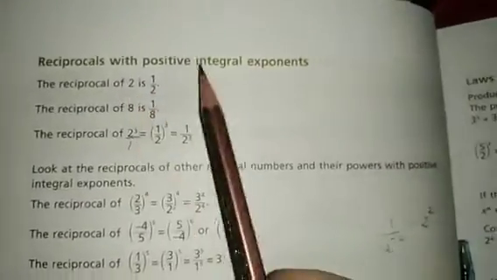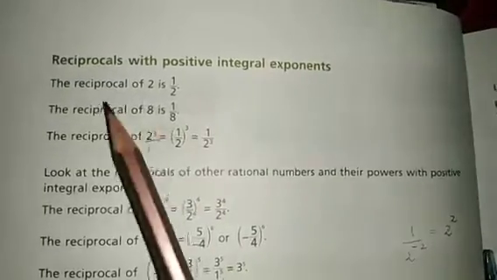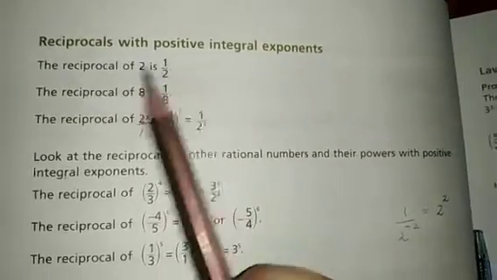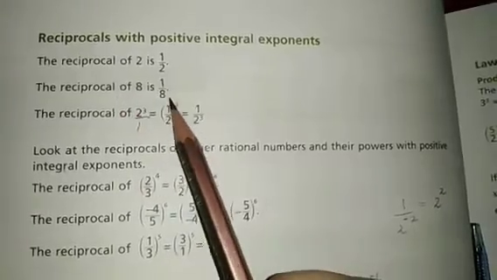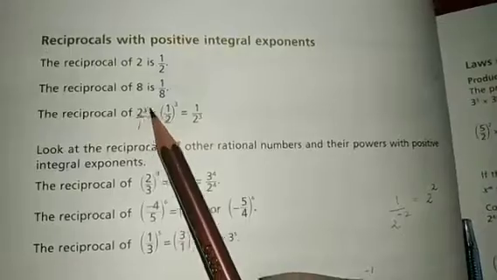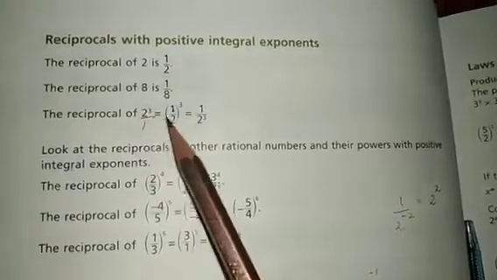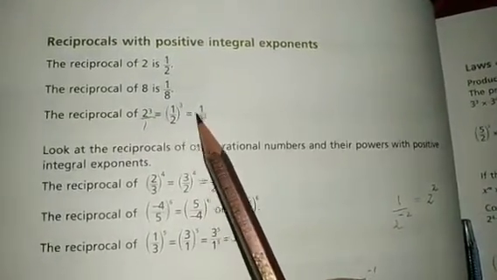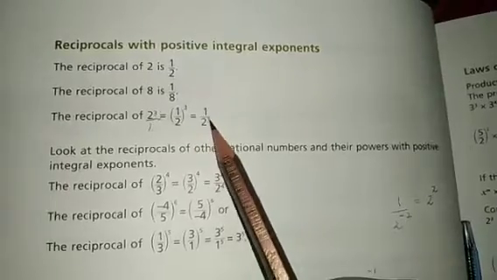Now, reciprocals with positive integral exponents. The reciprocal of 2 is 1 over 2, we studied earlier. The reciprocal of 8 is 1 over 8. So the reciprocal of 2 power 3 is 1 over 2 whole power 3, because 2 power 3 has 1 in the denominator. So 1 over 2 whole power 3 can also be written as 1 over 2 power 3.